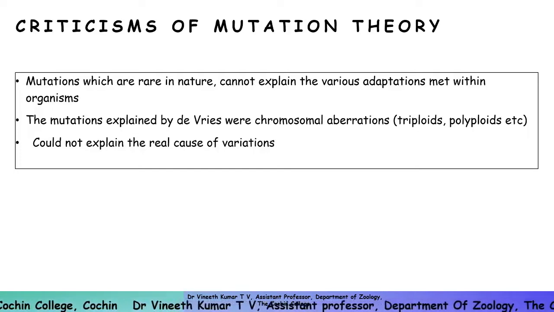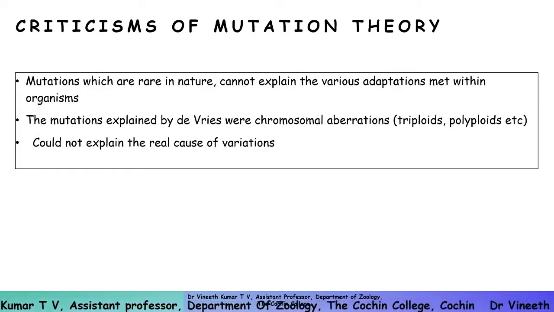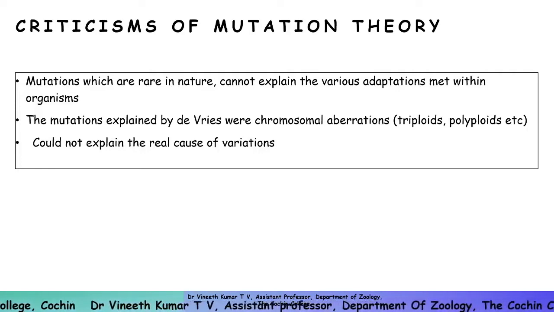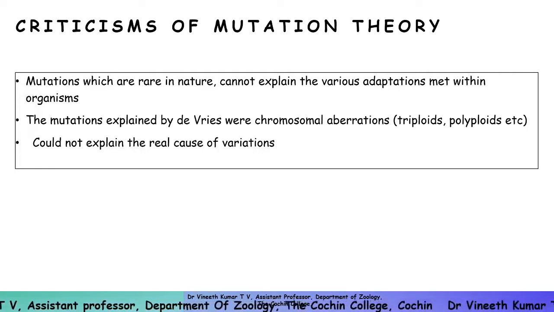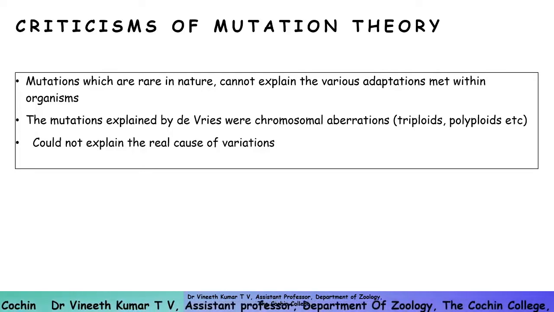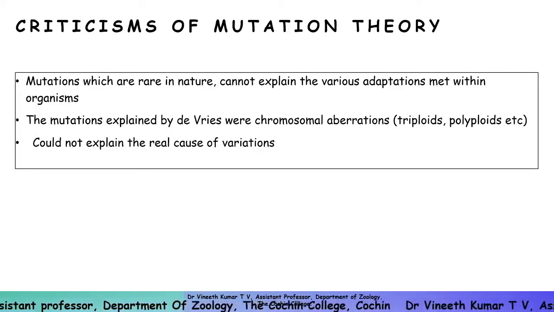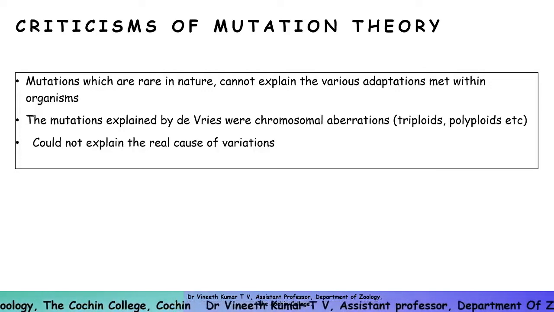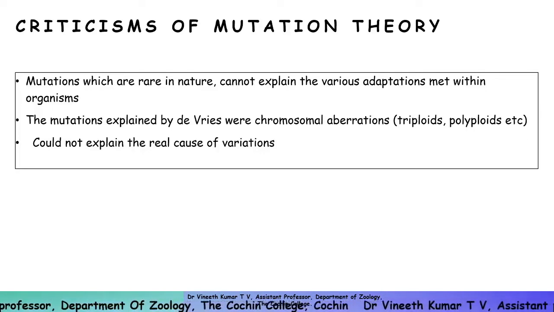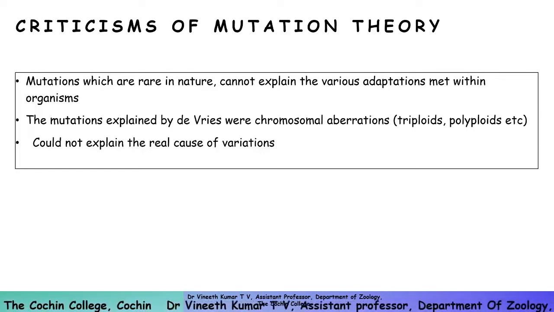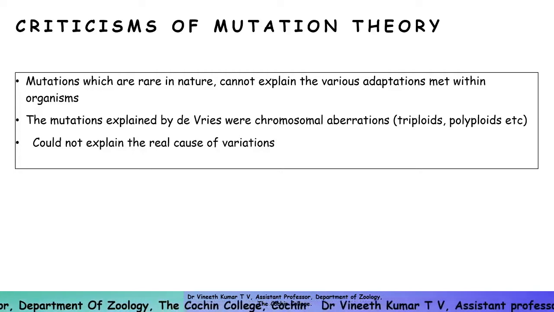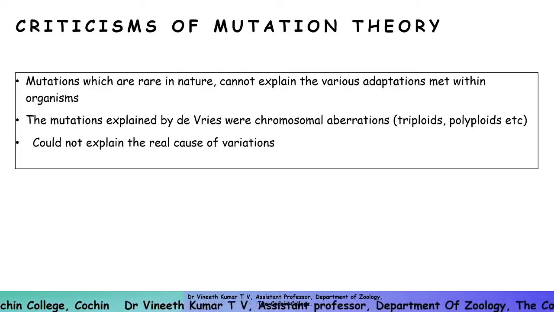And the mutations explained by De Vries were actually chromosomal aberrations like triploids, polyploids, etc. They were not actual mutants. So that is another criticism that was raised against mutation theory, and it could not explain the real cause of variation. That is nothing but what we now call meiosis and crossing over, etc. This mutation theory could not explain such mechanisms of how variations occur.